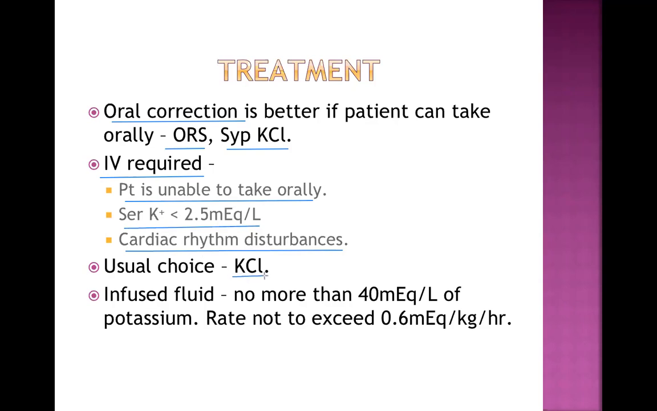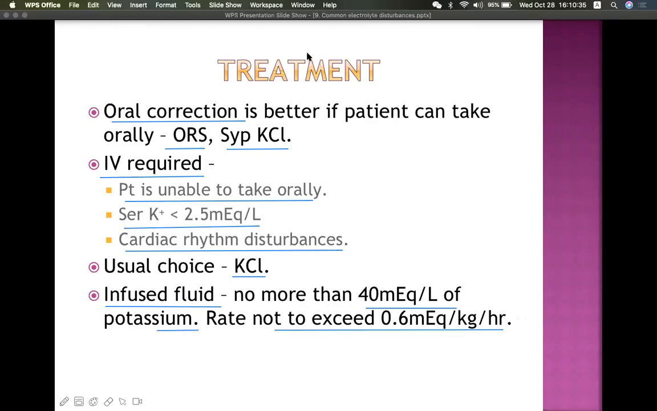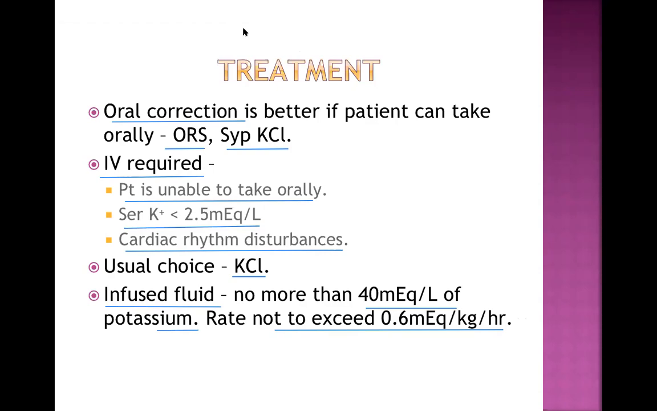The choice is potassium chloride again, and this is one of the guidelines for you. No more than 40 milliequivalent per liter of potassium is added to the IV fluid, and the rate should not exceed 0.6 milliequivalent per kg per hour. Now, this is all practical information. It is a bit difficult for you at this stage, I know that. That's why do not put a lot of stress on your mind to remember this. When you start working, all these things will be very easy for you. Or even if you cannot remember, you can quickly look and then prescribe to the patient. With this, let me stop here now.